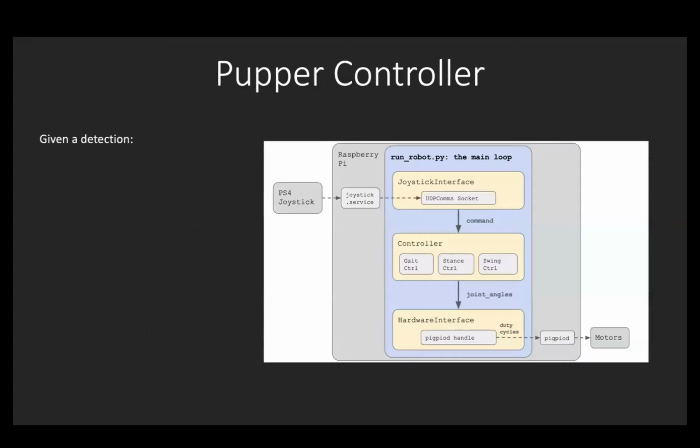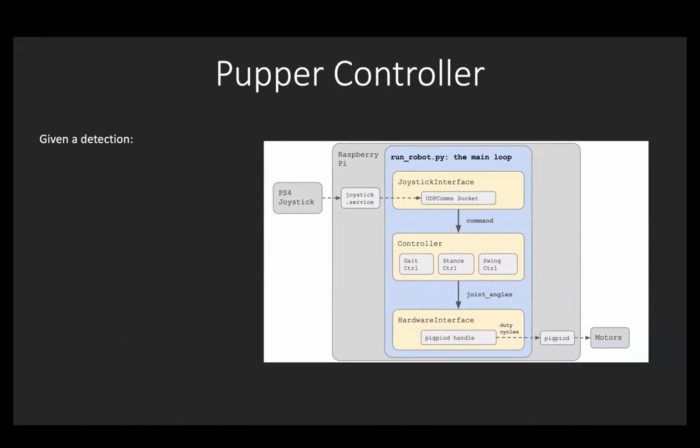Next. So let's talk a little bit about the popper controller. This diagram basically represents the popper controller, which was already on the popper before we introduced any ROS to it. The blue diagram is basically the main loop, which got the inputs from the joystick interface, and then sent the commands to the controller, which then interacted with the hardware interface.